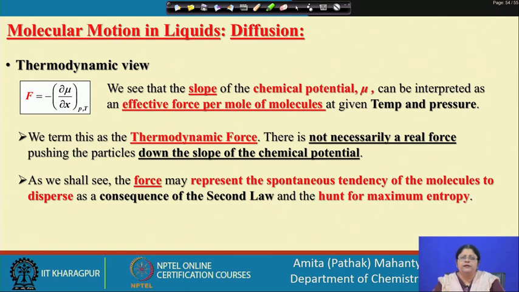So, this force which we are deriving is actually an expression of thermodynamic force, which can be visualized as a force that represents the spontaneous tendency of the molecules to disperse or move into a medium on the grounds of maximizing the entropy of the system. Because if you have maximum spread, you will get maximum disorder and maximum entropy. So, the driving force which we are terming the thermodynamic force represents the spontaneous tendency of the molecules to disperse in a medium so as to have the maximum spread, maximum randomness, or maximum entropy.